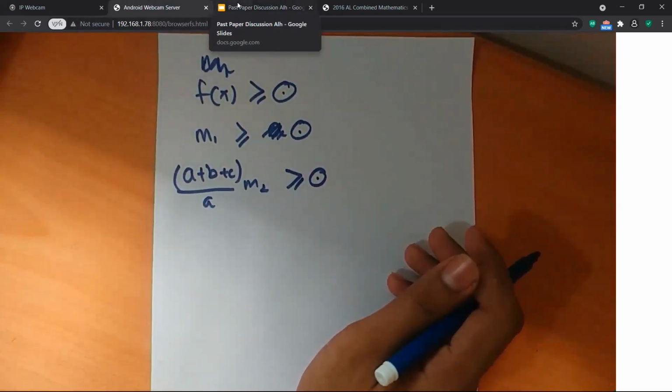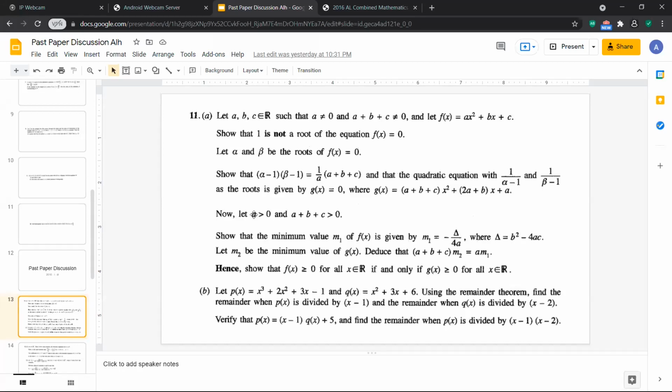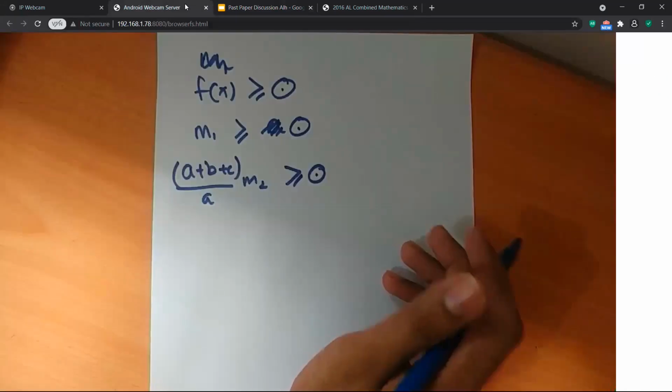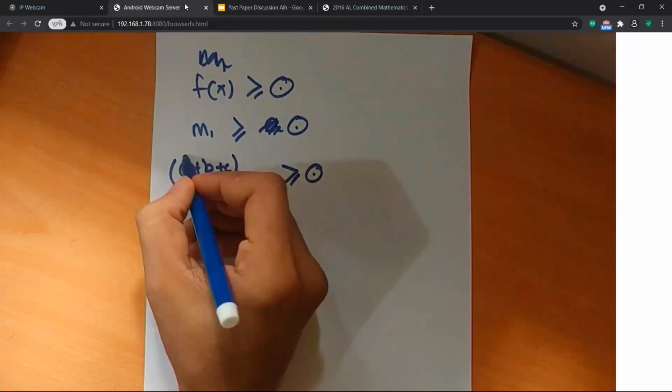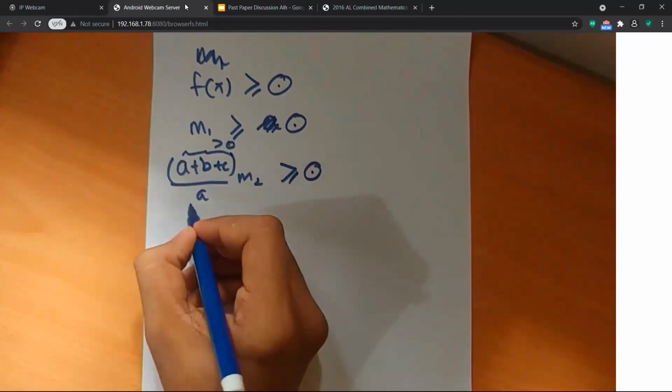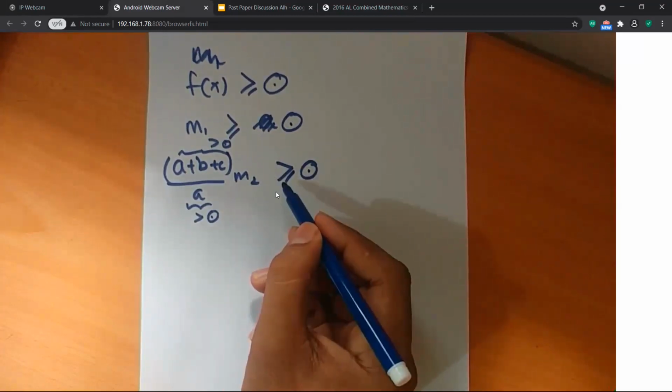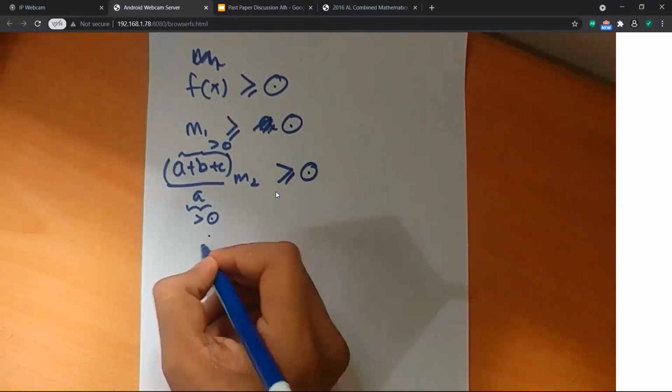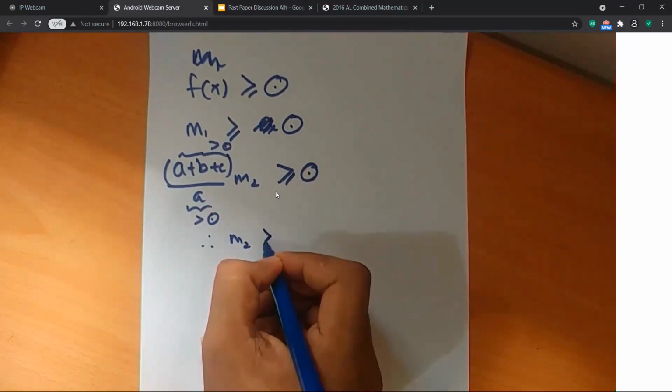Once again, look at the question. What have they given us? They have given us that a is greater than 0. And also a plus b plus c is greater than or equal to 0. So this is greater than 0. This is greater than 0. This whole thing they say is greater than or equal to 0, which means m2 is greater than or equal to 0.